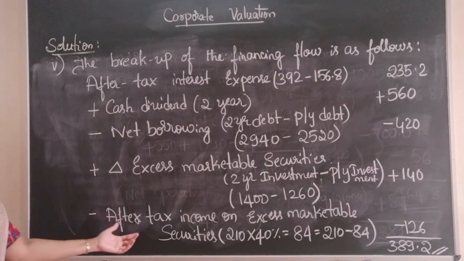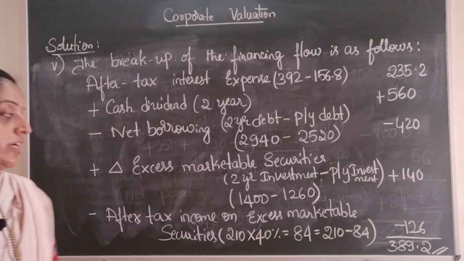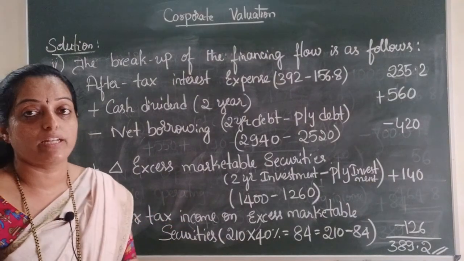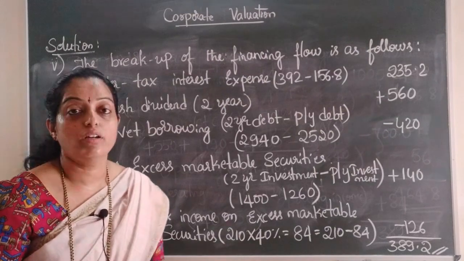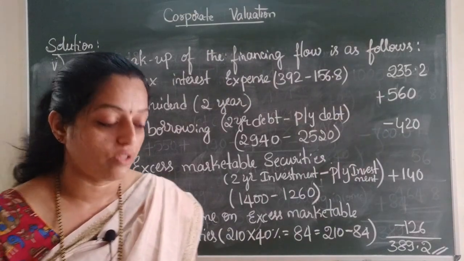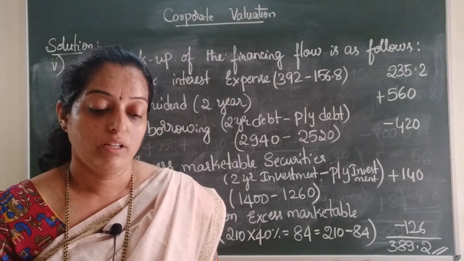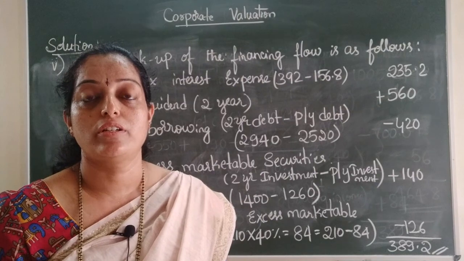Last one, deduct after tax income on excess marketable securities: 210 into 40% gives 84, and then you deduct that from 210. Final answer is minus 126. Total breakup for the financing flow is 389.2. So, these are the 5 steps which they asked you to find out in the case study for 20 marks. Okay, and this is about the corporate valuation subject.